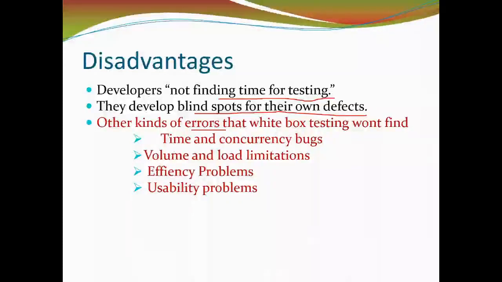And other kinds of errors that white box testing won't find are time and concurrency issues, volume and load limitations, efficiency problems, and usability problems. So these types of errors they may not be able to find out: time and concurrency, volume and load, efficiency problems, or usability. Only the testers can focus more on these types of testing and not the developer.